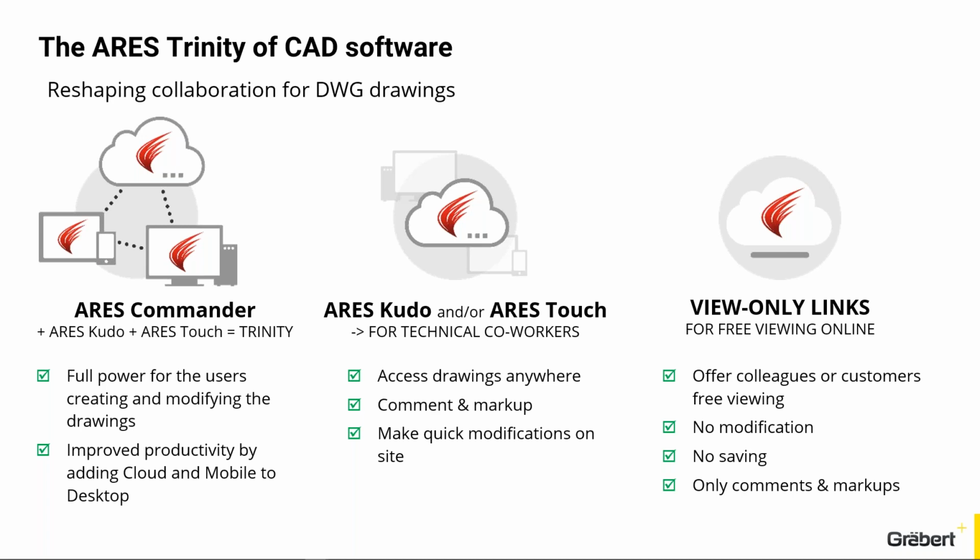And then after, you've seen in the circle just before that we have an extended circle of users that could be technical co-workers or managers that are frequently on the go. For them, they could buy ARES Kudo or ARES Touch or use both. And then there is, by extension, a third category of users that would only need free viewing, but that could be also commenting and sharing feedback with these view-only links. So today we didn't have time for that, but if you are curious about view-only links, you can also go to our YouTube channel to see how view-only links are used to generate feedback and validation from customers or from other people in the company.